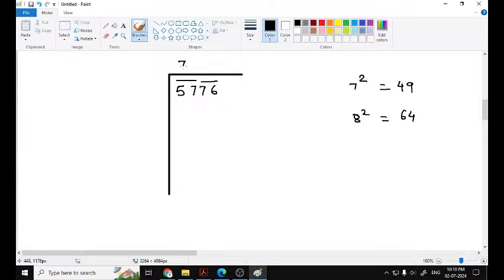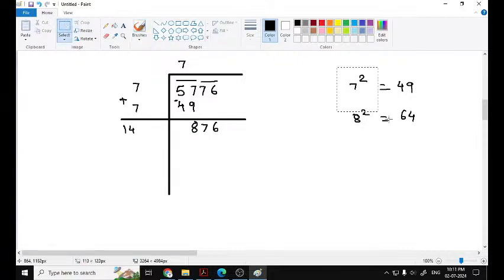It is 7 square. So let us write down 7 at 3 places. Here, addition: 7 into 7 is 49. Subtract it from 57, that is our first period. The difference is 8. Now let us take the second period, that is 76.